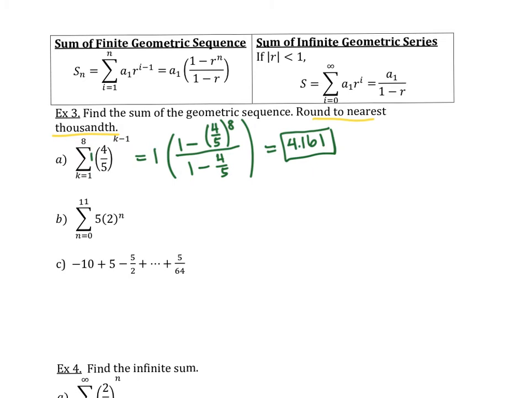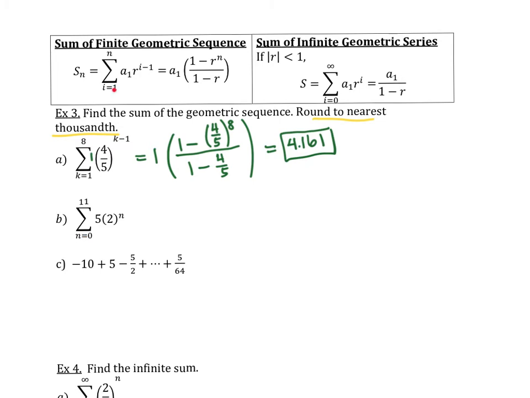Okay, we're going to try B. B is very similar, but the formatting of it doesn't quite match what I want it to match, so I'm going to have to make adjustments in order to make it work. So for B, I want to find the sum from 0 to 11 of 5 times 2 to the n. I know it's geometric because it looks like it's geometric. It's something times r to the, well, normally it's n minus 1, but this is n.